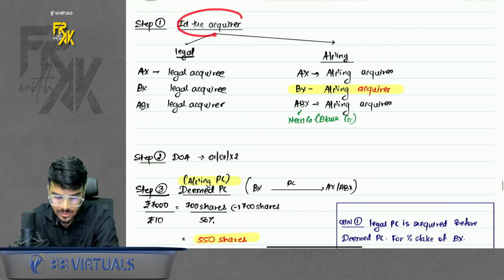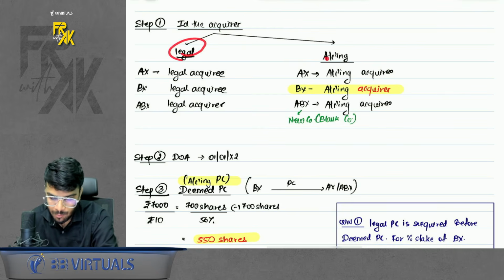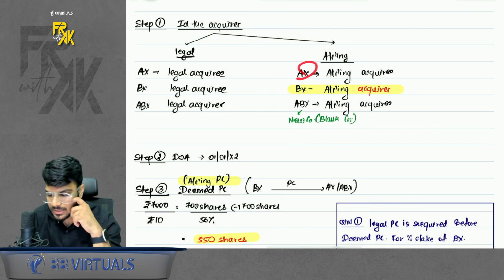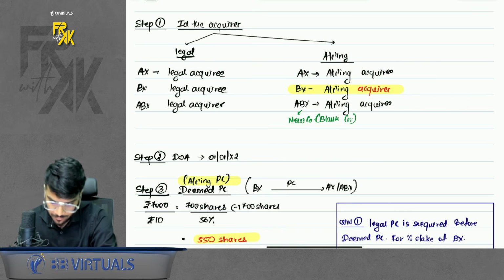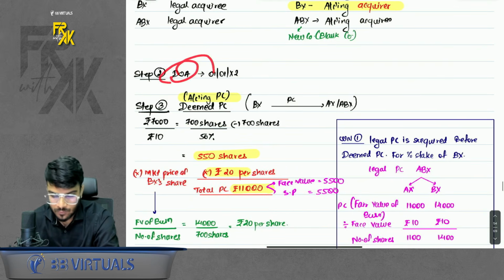Okay, so step number 1, identifying the acquirer, legal versus accounting point of view. Forget the legal point of view, only remember the accounting point of view. AX is the acquiree, BX is the acquirer, ABX is also an acquiree, but ABX is the new company, so it is as good as not relevant. Okay. Step number 2, date of acquisition, we already know this.